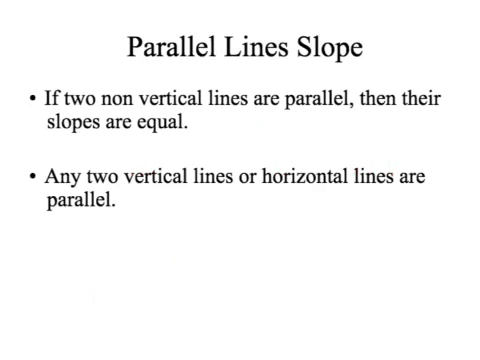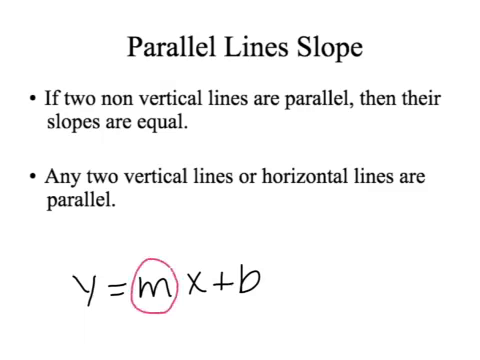Alright, we're also going to talk about the slope of parallel lines. Remember, slope is rise over run. It's the rate of change. When you do y equals mx plus b, the slope is in this spot here in front of the x. It says if two non-vertical lines are parallel, then their slopes are equal. Their slopes are exactly the same.